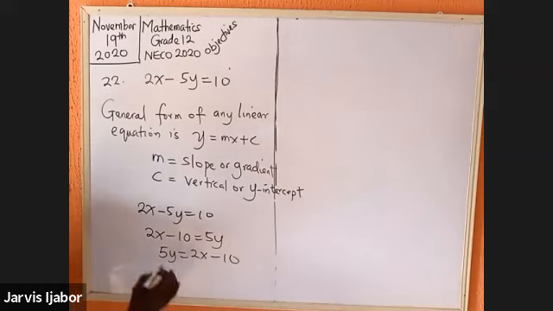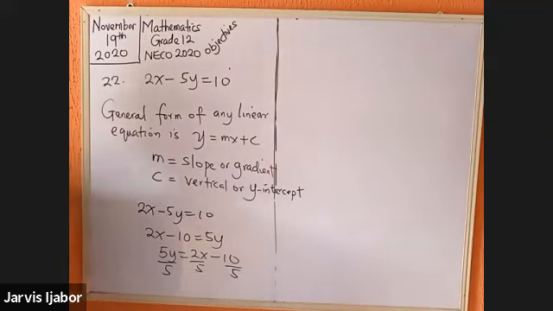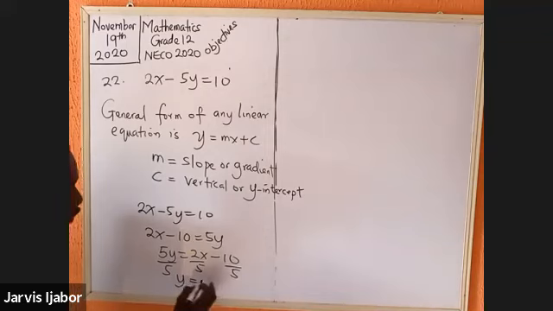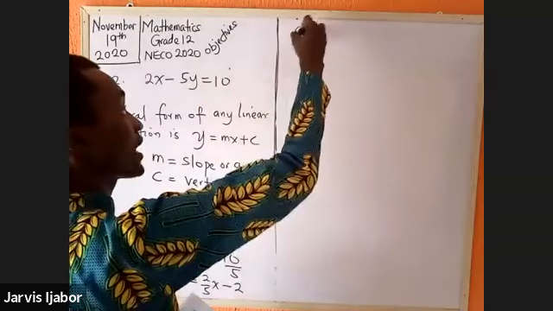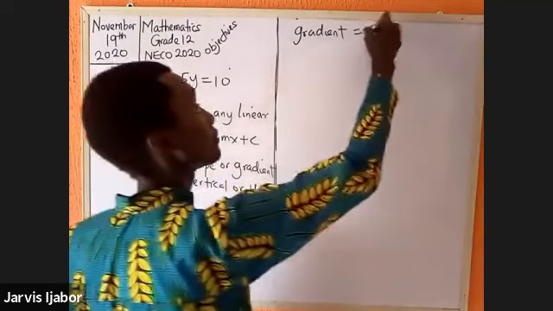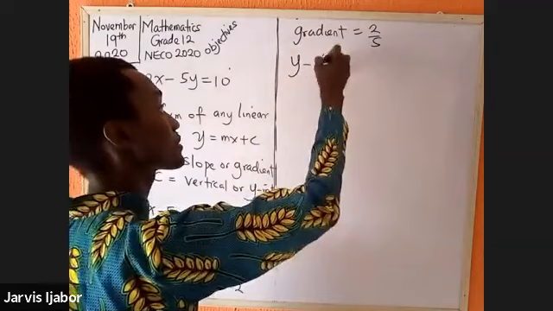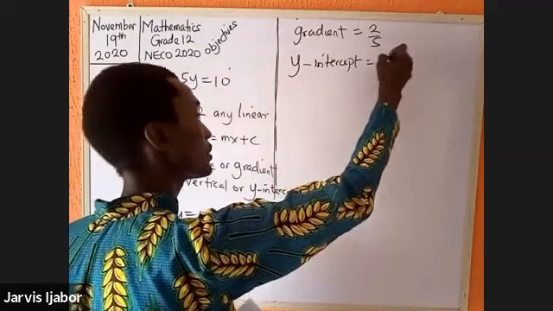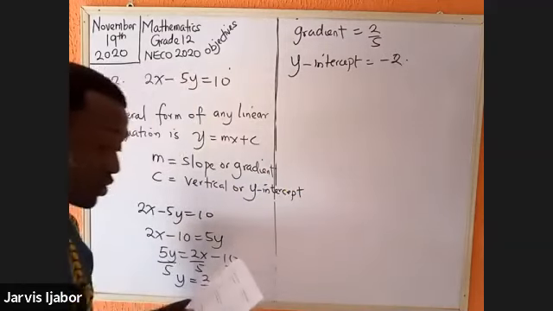So what do I do next? I'll divide the individual components of the equation by 5. So that will mean that y will be equal to 2 over 5 x minus 2. Now the question says, find the gradient. Gradient will be equal to 2 over 5. The next thing you're asked, find the y-intercept. Y-intercept will be equal to -2. And that's the solution to the problem.